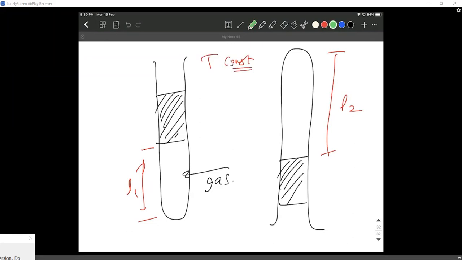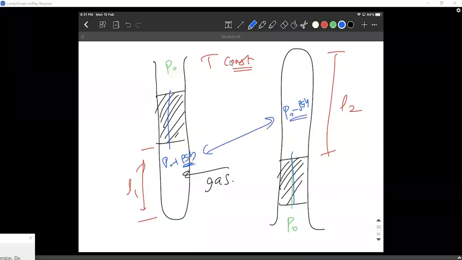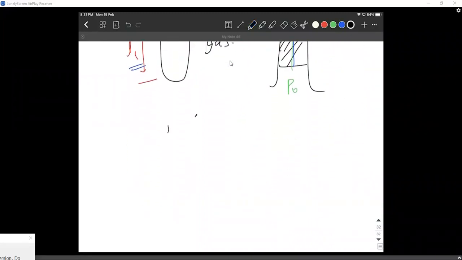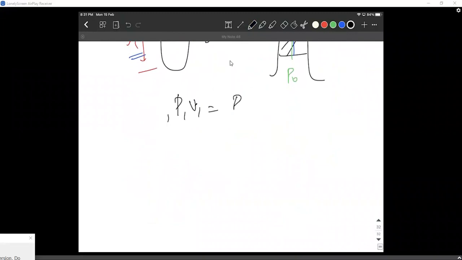So all you have to do is, here it's exposed to atmosphere, so the pressure inside is P naught plus rho GH. Since it is inverted in the second case, the pressure is now P naught minus rho GH. So initial pressure and final pressure are given. Initial volume and final volume can be written. So all you have to do is P1 V1 equals P2 V2.